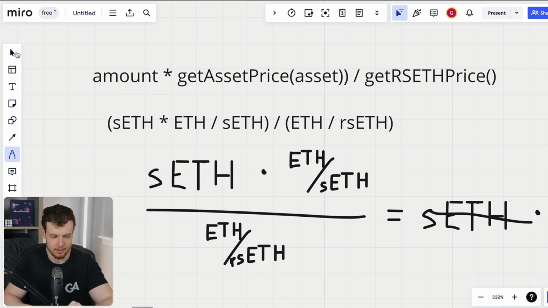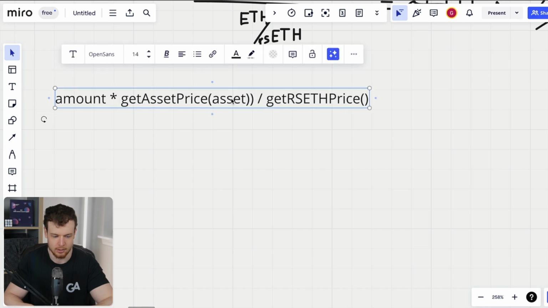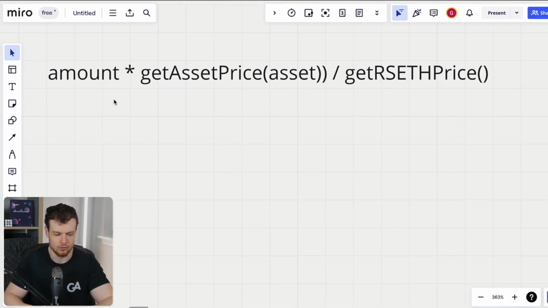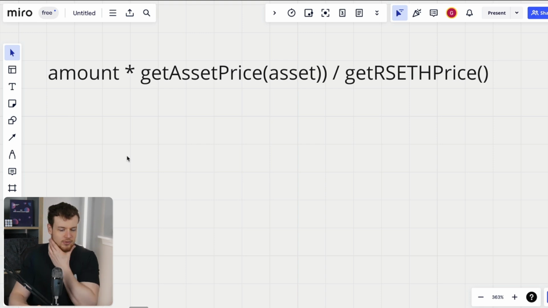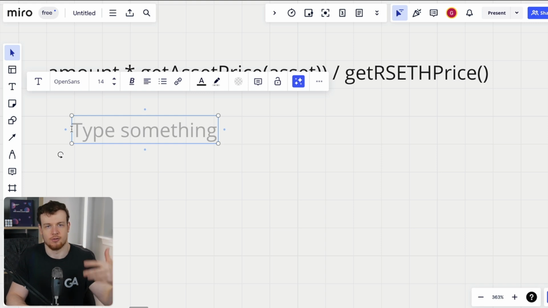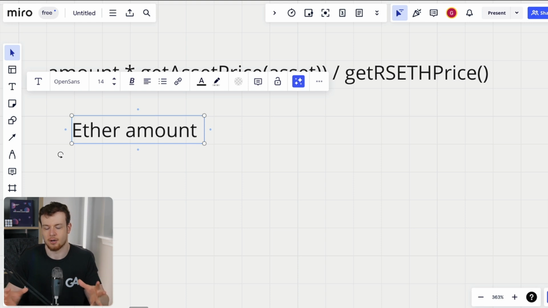So instead of having amount times get asset price, let's change up the way we're thinking about this a little bit, and make it a lot more conducive to our previous experience with Beefy Finance and a vault system like that. Our amount times get asset price, really that's just a way of valuing what you've deposited in terms of Ether. So we're going to abstract away all of the converting stuff to Ether, and just say we have an Ether amount that we're depositing. Now we don't have to worry about that price or anything like that. And we're dividing by get RS ETH price.